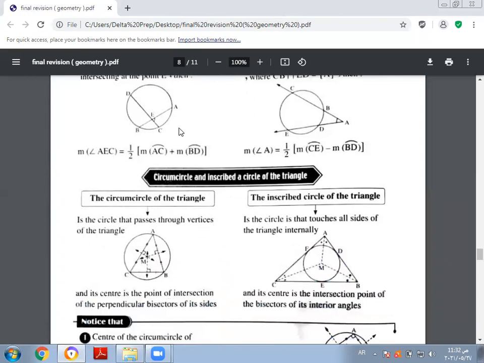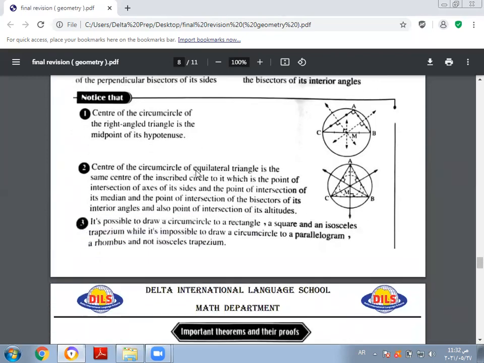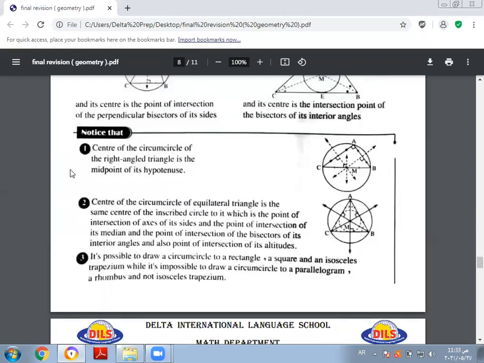Circumcircle and incircle of the triangle. The circumcircle of the triangle is the circle that passes through the vertices of the triangle, and its center is at the point of intersection of the perpendicular bisectors of its sides. The incircle of the triangle is the circle that touches all sides of the triangle internally, and its center is the intersection point of the bisectors of its interior angles. Notice that the center of the circumcircle of the right-angled triangle is the midpoint of its hypotenuse.